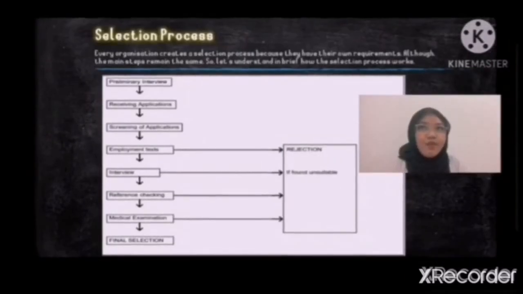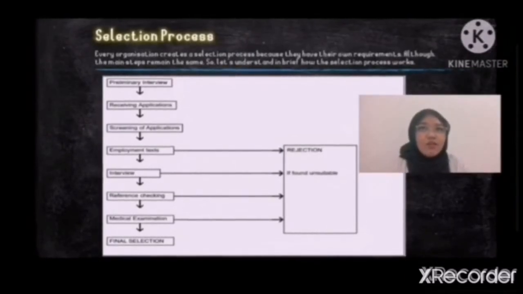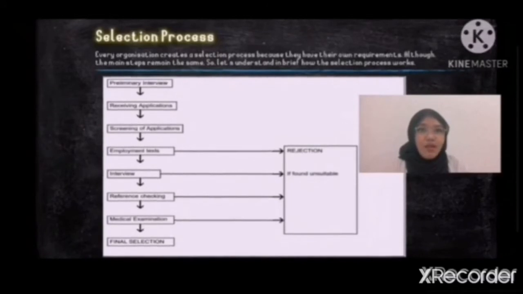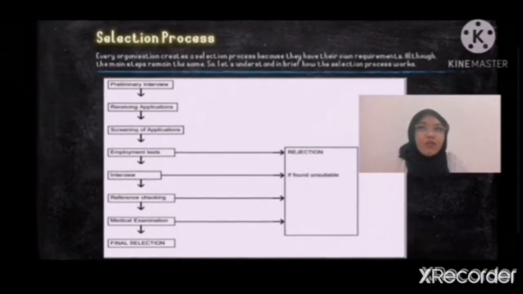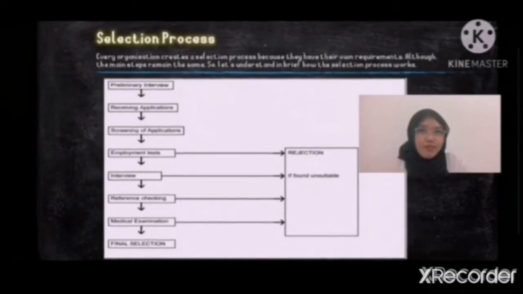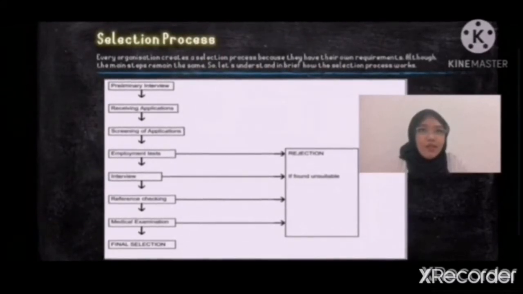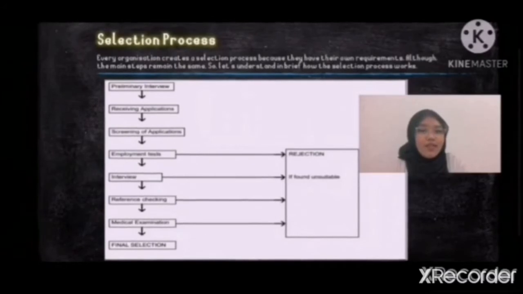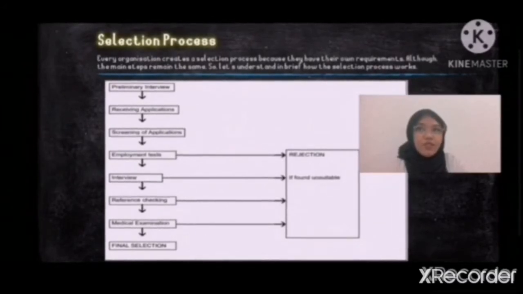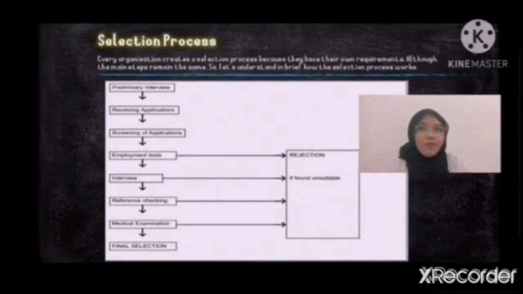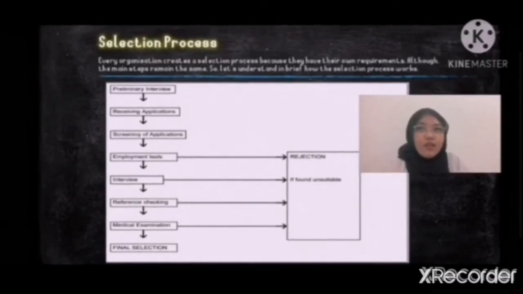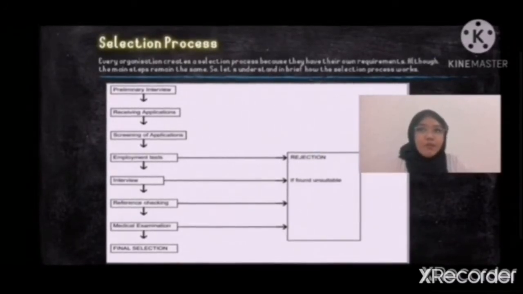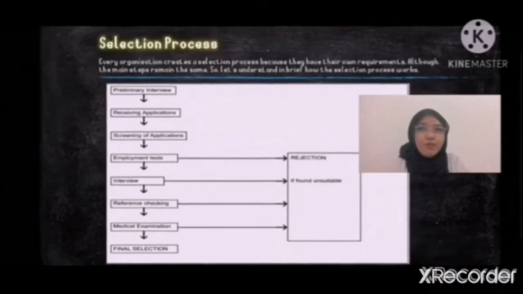Selection process. Every organization creates a selection process because they have their own requirements, although the main steps remain the same. So let's understand in brief how the selection process is made. First is preliminary interview, and then screening of application, employment test.